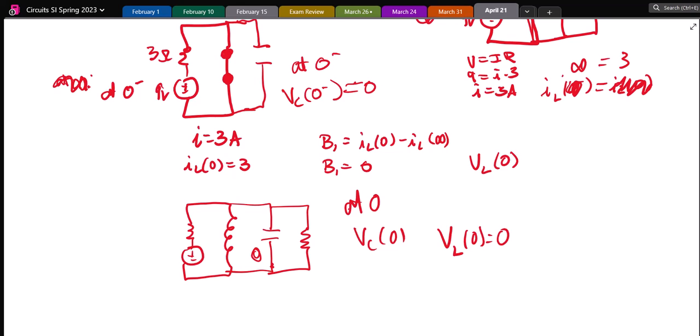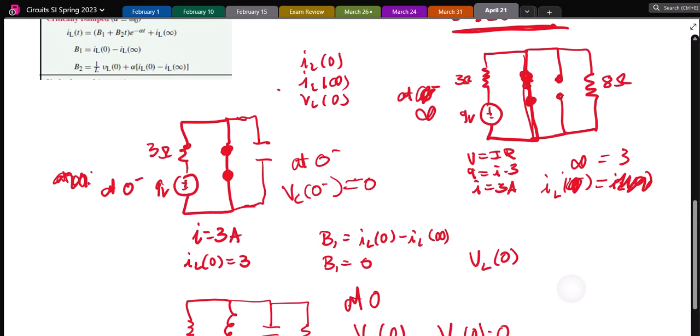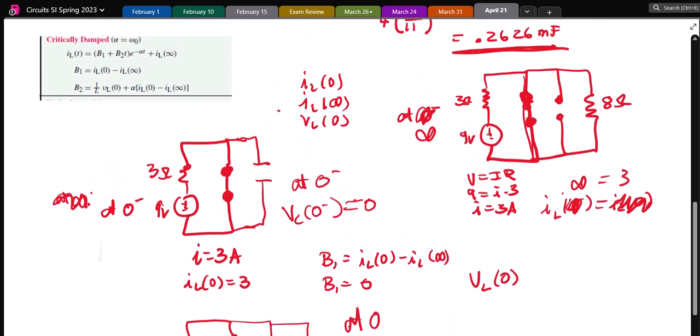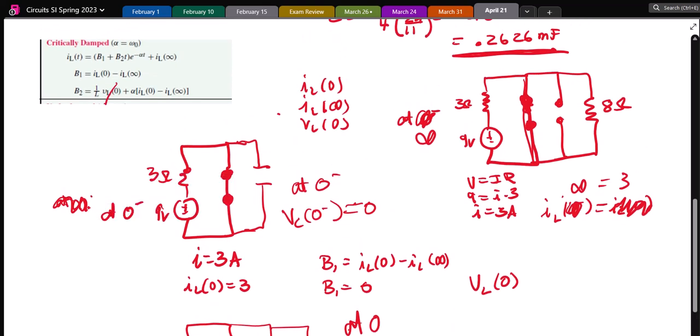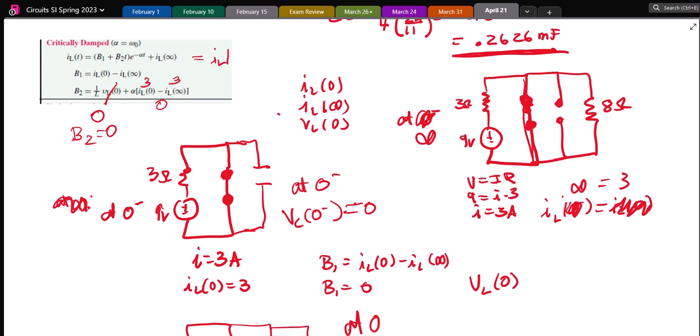Yep. Okay. And then B2, let's just look at B2. vL of 0 is 0. iL of 0 is 3. iL at infinity is 3. So that's 0. So B2 is also 0. So our current, when we fill everything in, is 0 plus iL at infinity, which is 3.